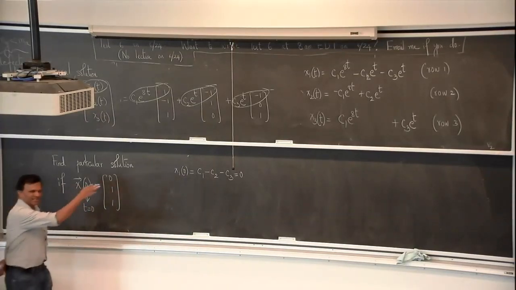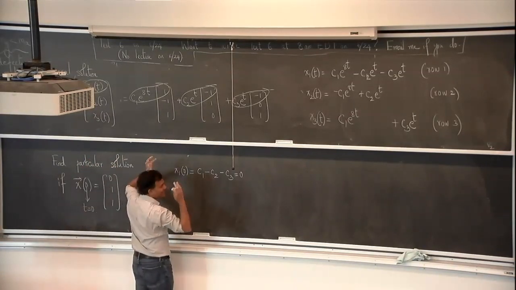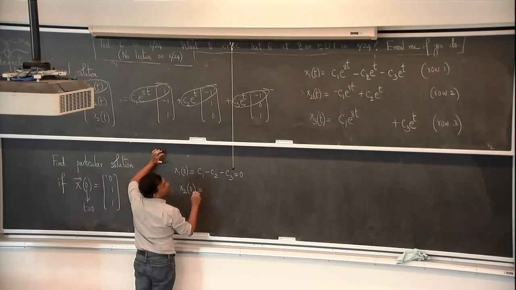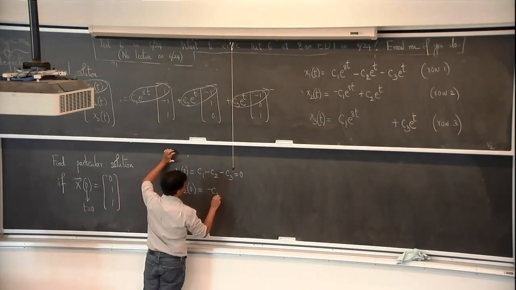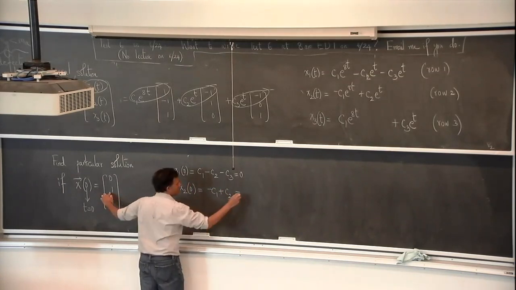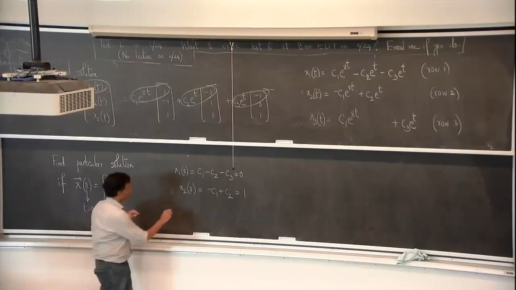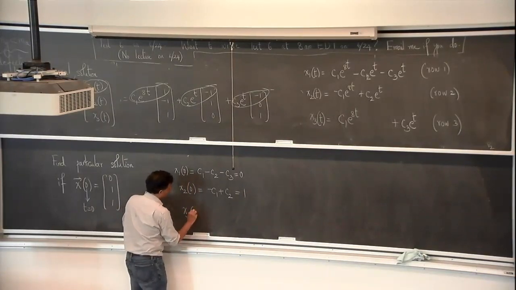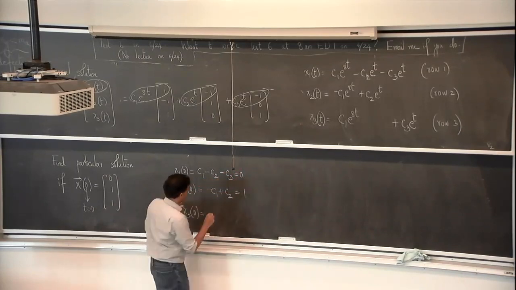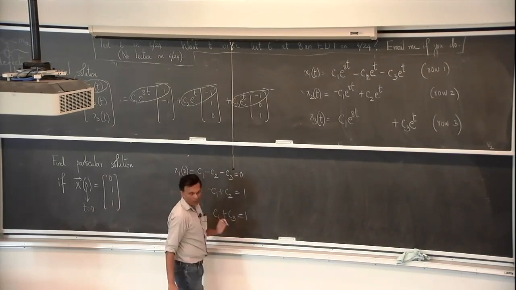X2 of 0, and that's one of the reasons why I just wrote it out like that, so that when I solve for these constants, it's a little bit easier for me to handle these. X2 of 0 is negative C1 plus C2, and that I gave you is equal to 1. And x3 of 0 is C1 plus C3. And that's also equal to 1 based on what I gave you.